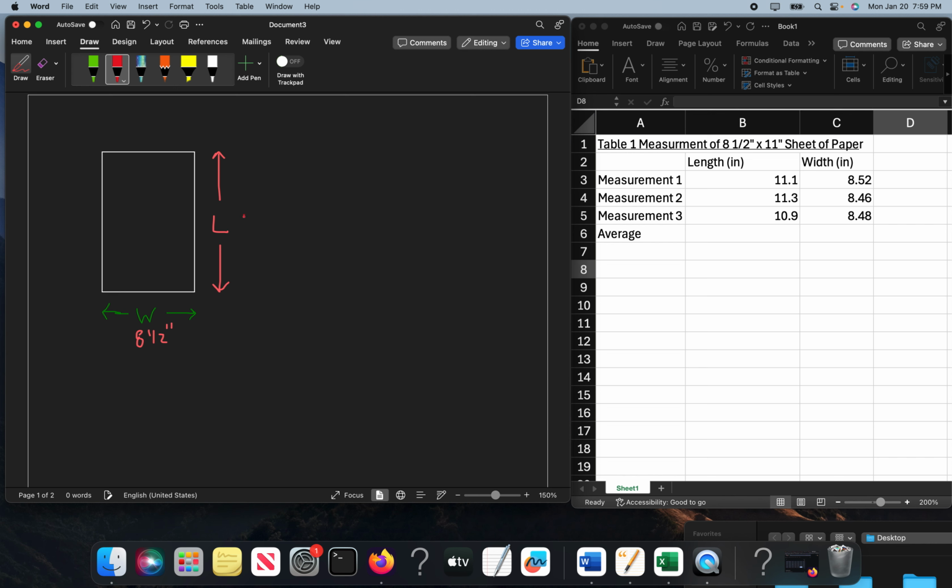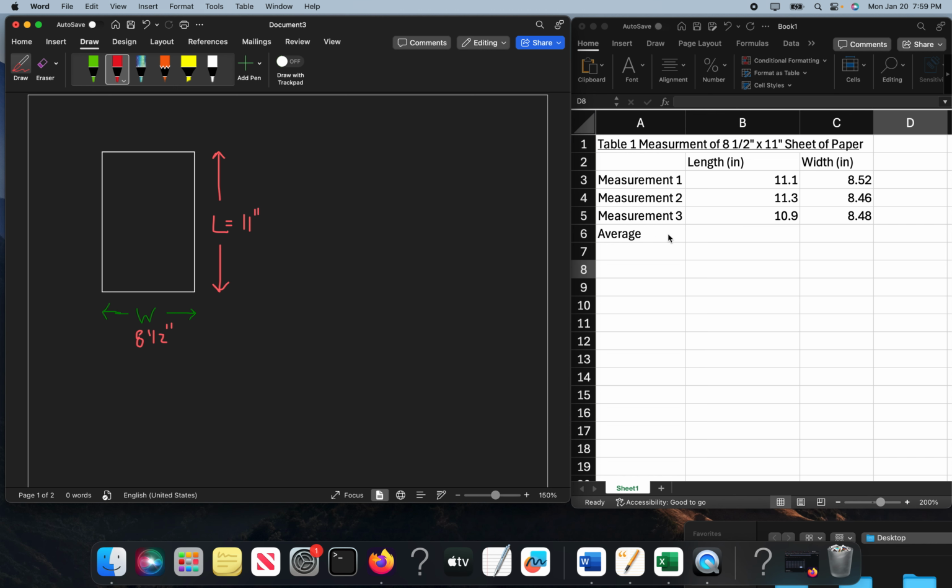by an 11-inch length of sheet of paper. Now a ruler is not perfect, so we make our first measurement, we measure off 11.1 inches. Our second measurement, we read off 11.3 inches. And our third measurement, we read off 10.9 inches.